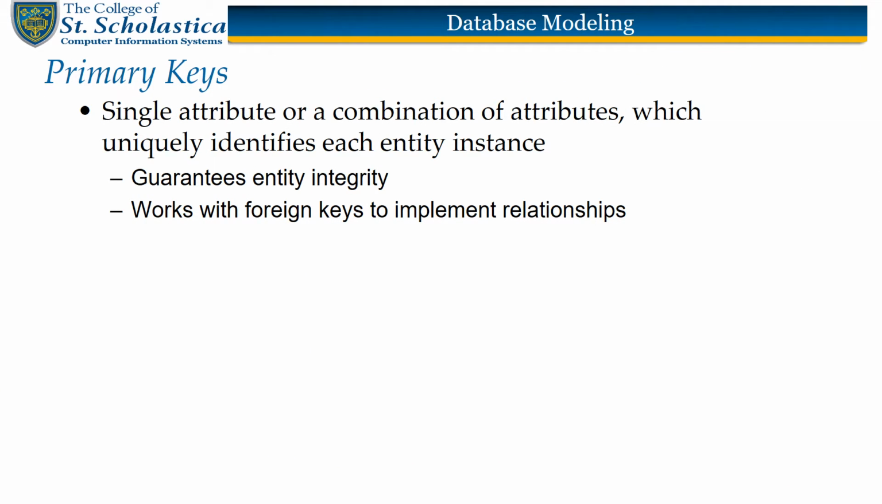Arguably, the most important characteristic of an entity is its primary key. A primary key is a single attribute or some combination of attributes which uniquely identifies each entity instance. The primary key's function is to guarantee entity integrity. Furthermore, primary keys and foreign keys work together to implement relationships in the relational model. Therefore, the importance of properly selecting the primary key has a direct bearing on the efficiency and effectiveness of database implementation.